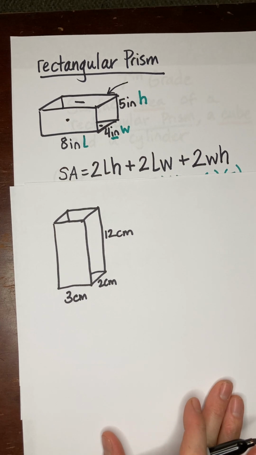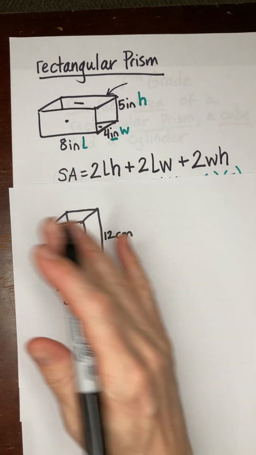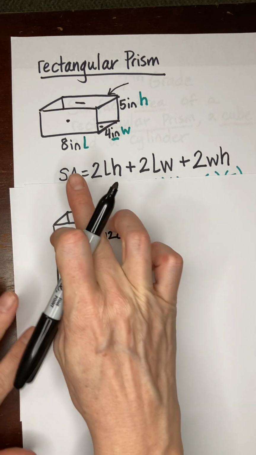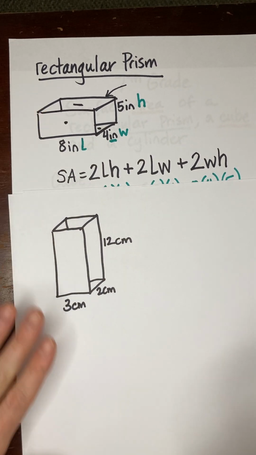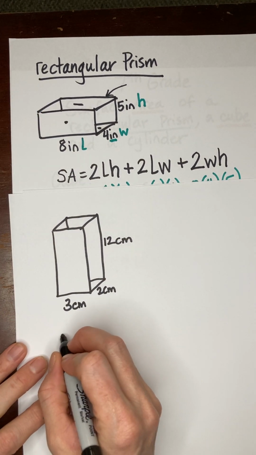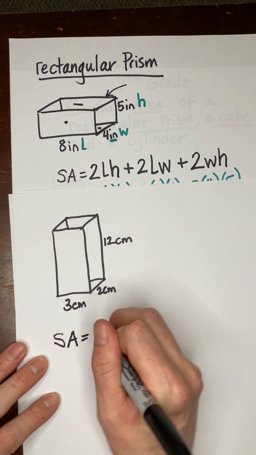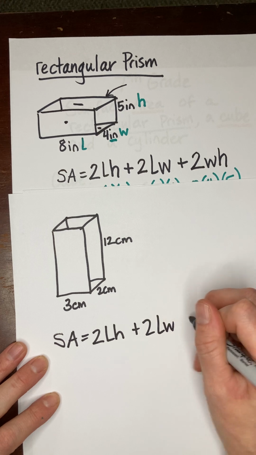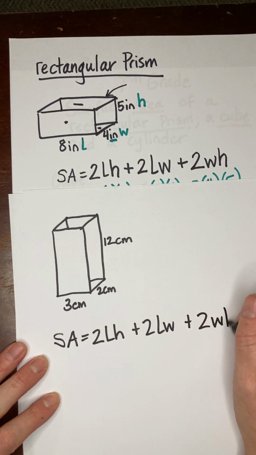All right, let's do one more example. This rectangular prism is standing up a different way, but we're still going to use the same formula. All right, here's our formula up here. Let's go ahead and copy that down. I'm going to write it here, give myself lots of space. Equals 2 length times height plus 2 length times width plus 2 width times height.